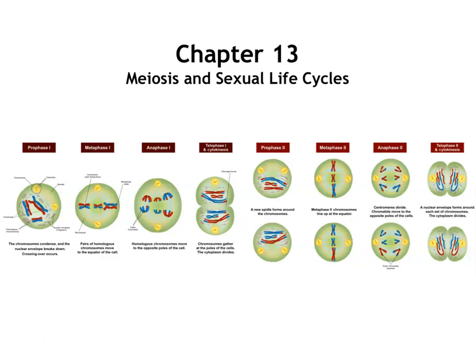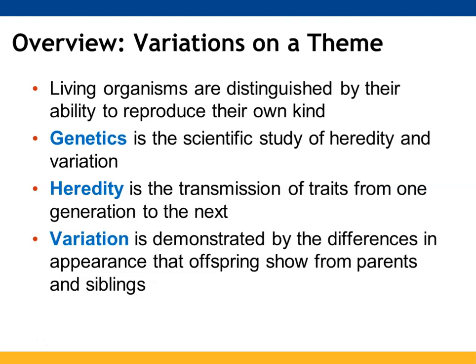All right, chapter 13 is going to focus on meiosis or sexual reproduction. So we are able to distinguish between living organisms in part because they are able to reproduce their own offspring. We can explore this a little bit further by looking at genetics, which is the relationship between heredity and variation. Heredity is being able to transmit traits between generations, and variations are showing the differences that we see in appearance between parents and offspring, as well as offspring and their siblings.